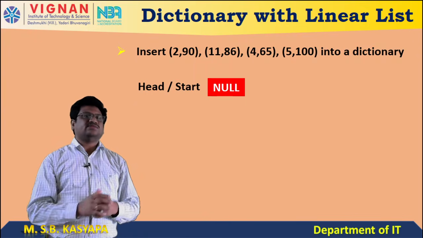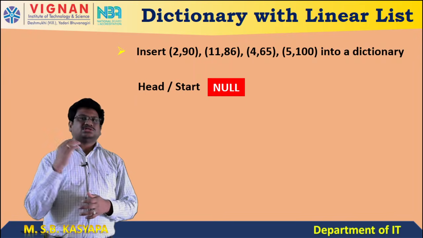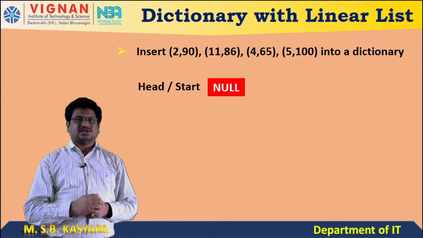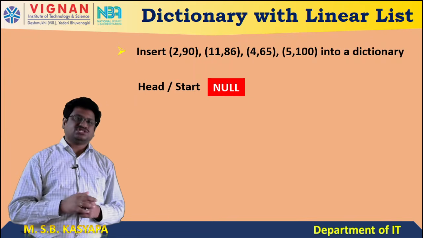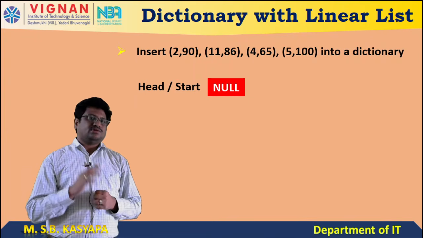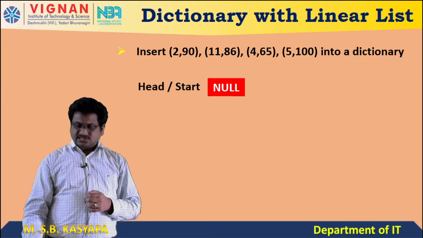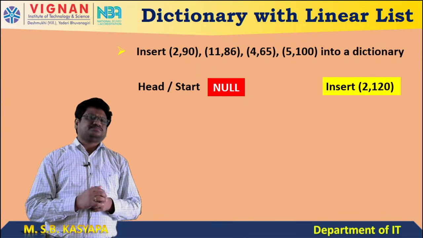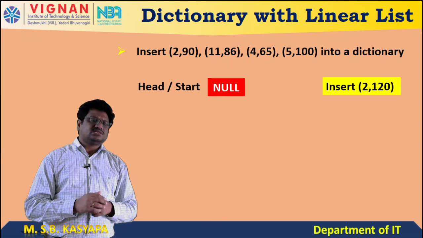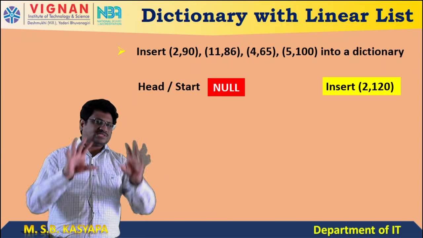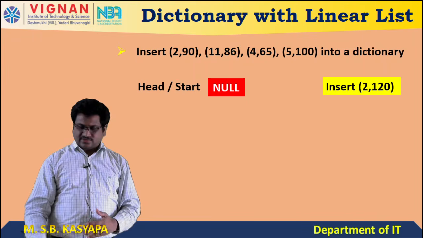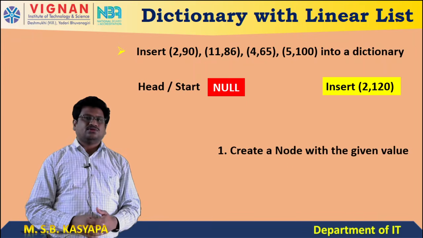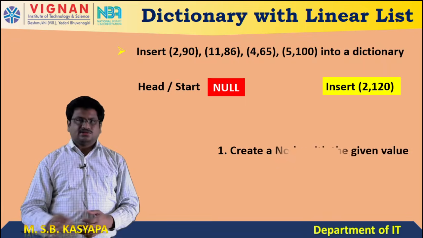Now I want to insert values. So in this example, I will insert 4 values. The key value pairs are 2-90, 11-86, 4-65, 5-00. If I want to insert, the process, as you know in the linked list also, if I want to insert a value, first I will create a node with the given value. So I am creating a node with the given value. Now the node is created.